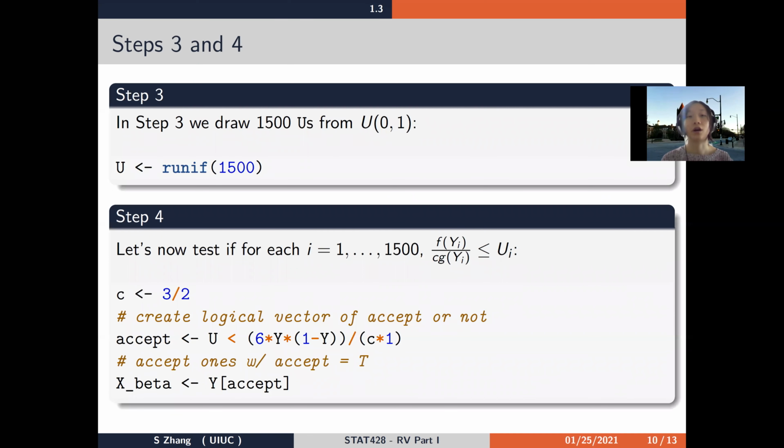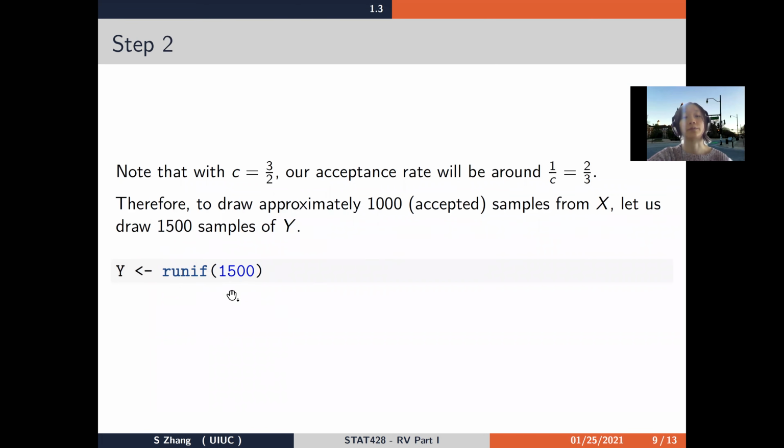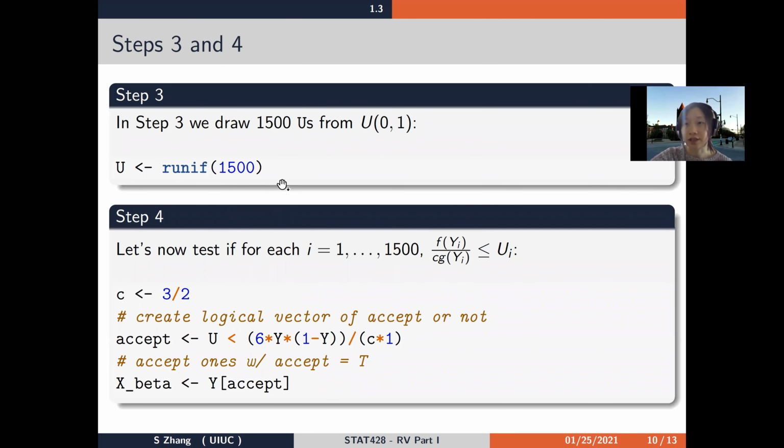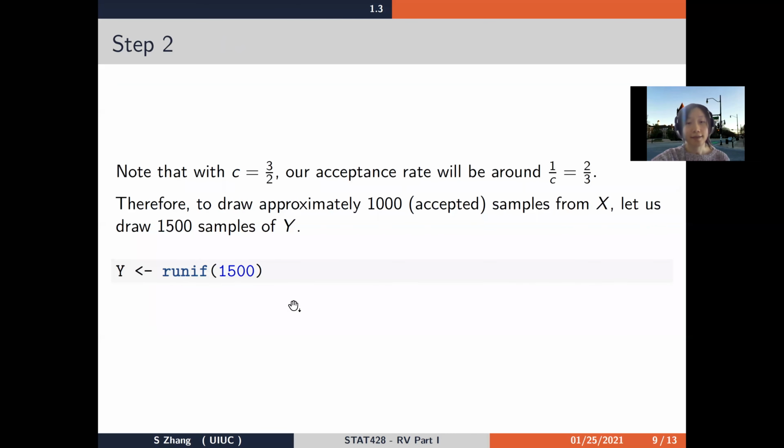In step 3, recall that we want to draw uniform random variables for doing the acceptance rejection test in step 4. So in step 3, we draw 1500 u's from the uniform 0, 1 distribution. So we have another random vector u, which is also equal to runif(1500). You should note that although both u, given by runif(1500), and y, sampled from the uniform 0, 1, are from the uniform 0, 1 distribution, they have different meanings over here. The u's are drawn in step 3, explicitly always from the uniform distribution, and the y's were drawn from the proposal distribution. We chose the proposal distribution to be the uniform distribution. However, in general, the proposal distribution doesn't have to be the uniform distribution.